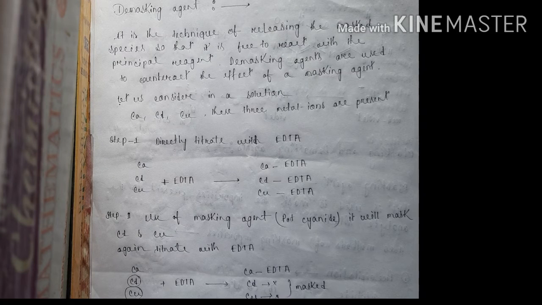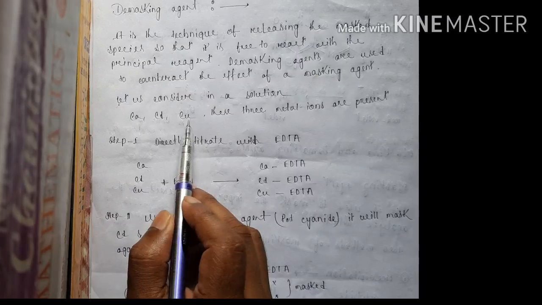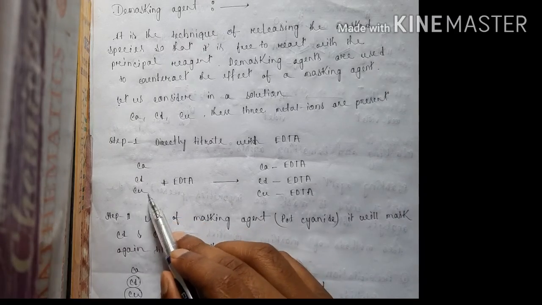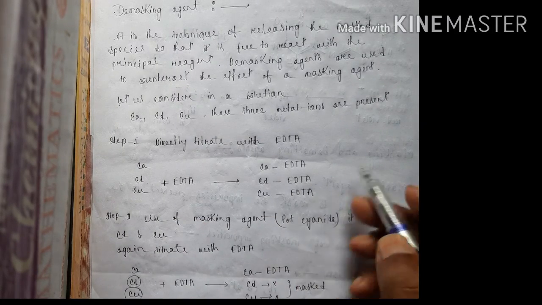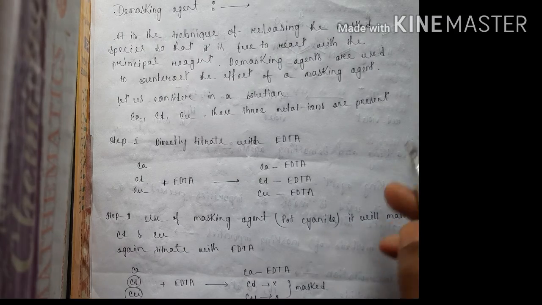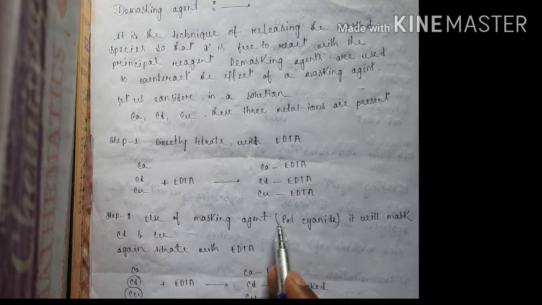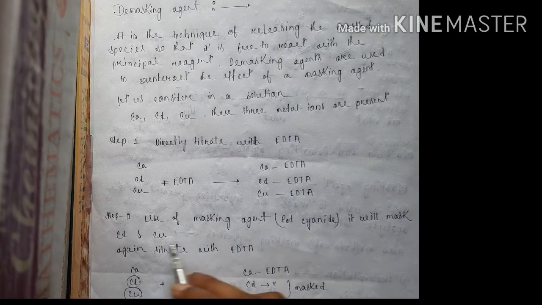To explain this, let us consider another example. Here we take an analyte solution where calcium, cadmium, and copper, these three metal ions are present. In step 1, we directly titrate with EDTA. Here, these calcium, cadmium, and copper ions form complexes with EDTA. From this, we can get the combined concentration of calcium, cadmium and copper ions. In the second step, we use a masking agent. Here we use potassium cyanide and it will mask the cadmium and copper ions.